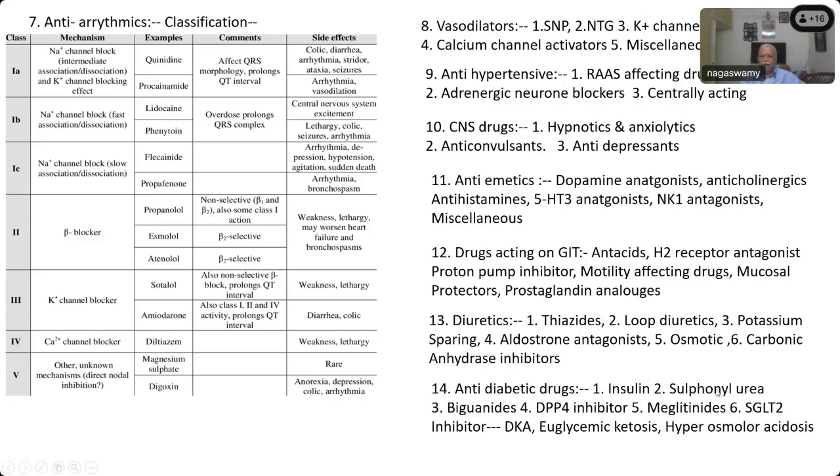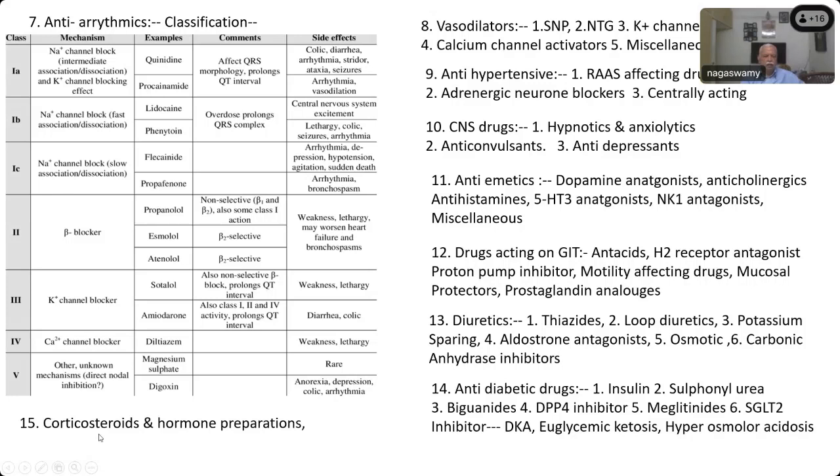And sulfonylureas are oral drugs mainly. Biguanides are also oral. DPP4 inhibitors, meglitinides. What is the complication of SGLT2 inhibitors? Euglycemic ketosis. Okay, so if they give you anti-diabetic drugs, you should be ready to face questions on DKA, euglycemic ketosis, hyperosmolar state, acidosis. Okay, all these things you should be able to recall and answer.